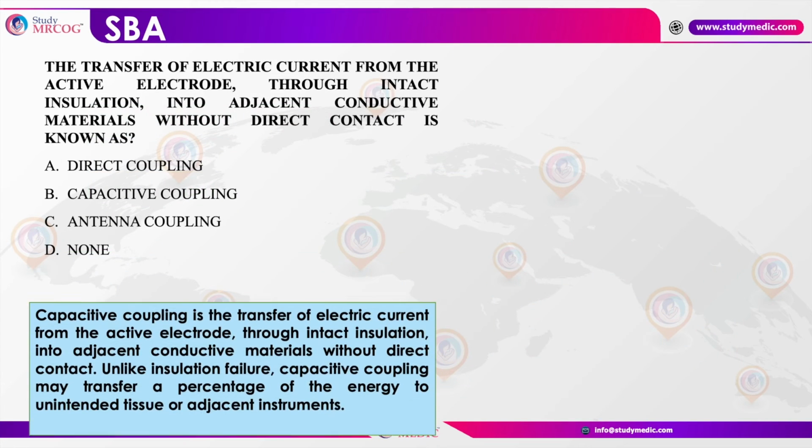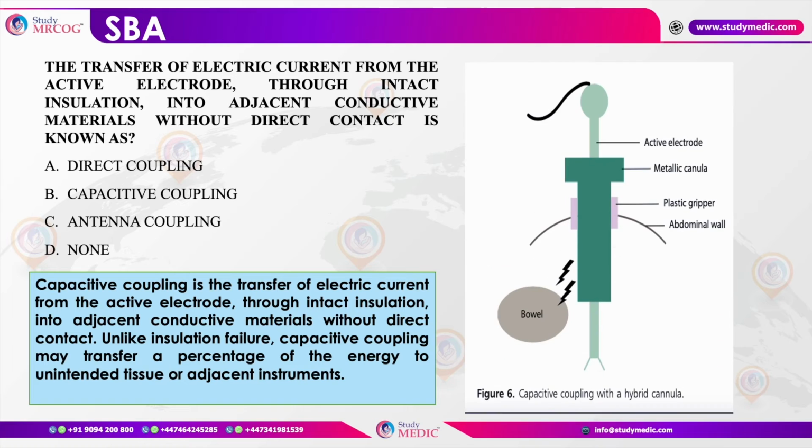Then there is another type of coupling which is called capacitative coupling. Capacitative coupling is again like antenna coupling, however there is no parallel arrangement. In this, there is transfer of electric current from the active electrode through the intact insulation into the adjacent conductive materials without direct contact. Unlike insulation failure, capacitative coupling may transfer a percentage of the energy to unintended tissue or adjacent instruments.